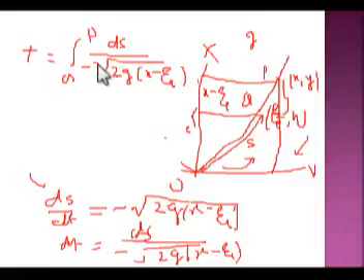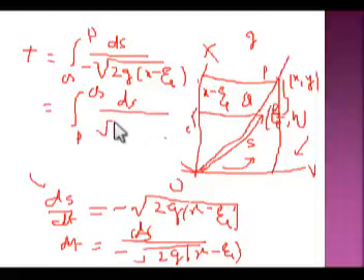Now, if we change the limits, upper limit and lower limit, then the minus will not be needed further. We can keep the negative sign by rearranging the limits, lower limit and upper limit. This will be the integral of ds by root over 2g(x minus xi).